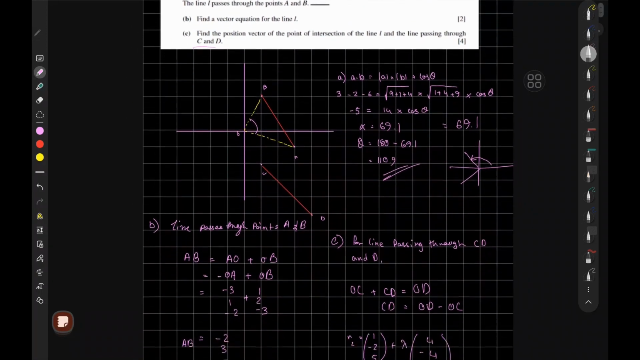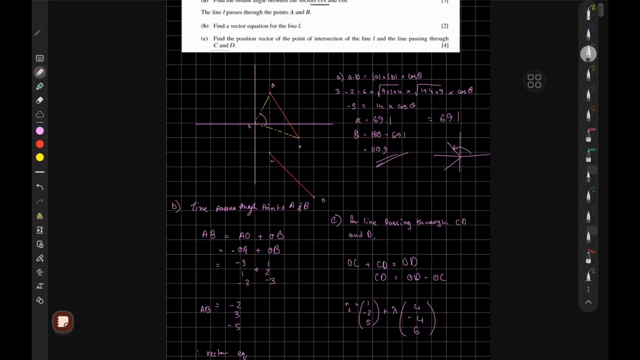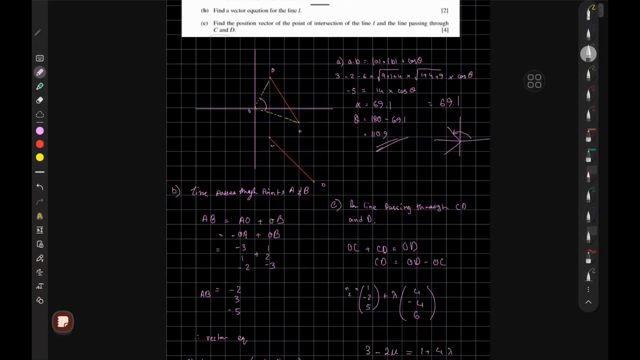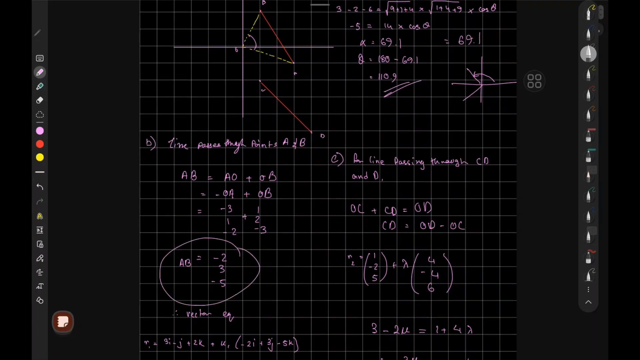The easy way to do that is, first of all, to find AB, the direction vector AB. How do you do that? AB is AO plus OB, and AO you can write as minus OA since the direction is reversed. So minus OA plus OB. What you get is this vector plus this vector, and if you add it up, AB turns out to be minus 2, 3, minus 5.